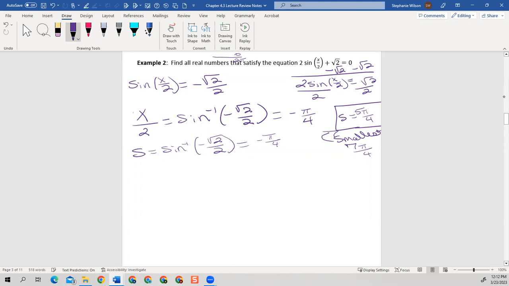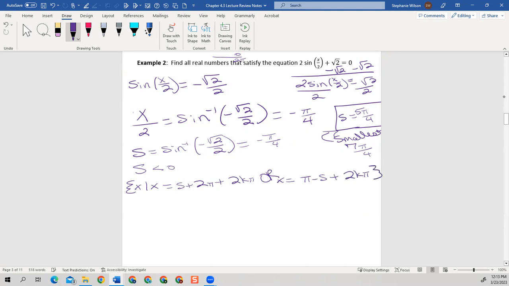Looking at this, s is less than 0 because it's negative, right? So my s is less than 0. That means we're going to use the formula of a set of x that builds on when x is equal to s plus 2 pi plus 2k pi, or x is equal to pi minus s plus 2k pi.